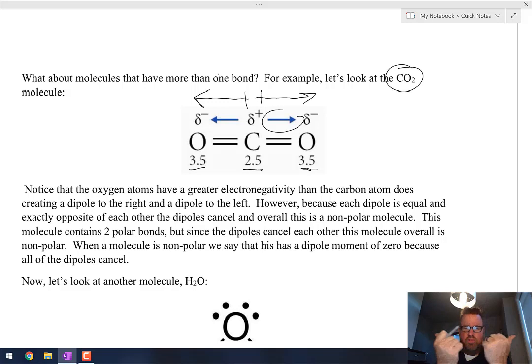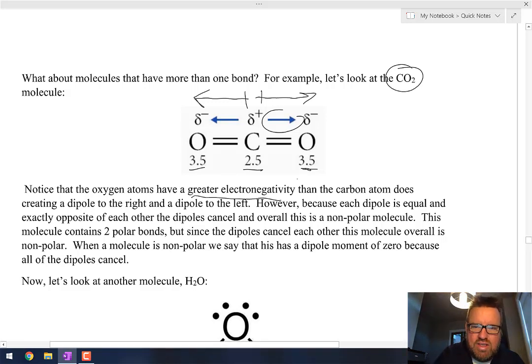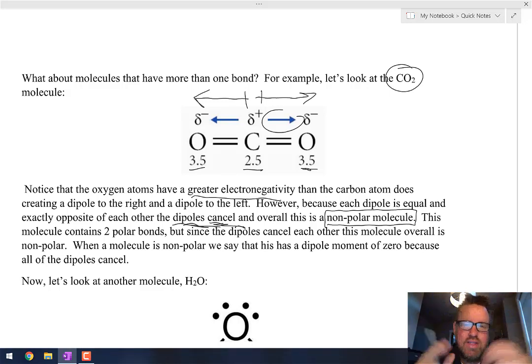They're both pulling, kind of like a tug of war. If both sides in a tug of war are pulling with the exact same force, what happens? Nothing. Since oxygen has the greater electronegativity, there's a dipole to the right and also a dipole to the left. But because both of those dipoles are equal and exactly opposite each other, just like in a tug of war when both sides pull with the same strength, they cancel each other out. So the dipoles cancel, and even though those bonds are polar, this is a nonpolar molecule because the dipoles are equal and opposite.